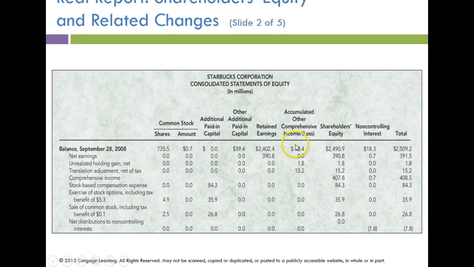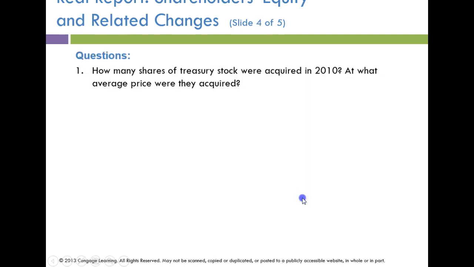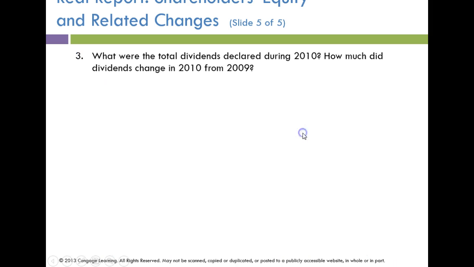Other comprehensive income, 48. It started with 48.4 million, and it ended here with 57.2 million. Am I wrong? 57.2 million. So basically, with the Starbucks financial statements they're showing there, they're just wanting us to identify where we can find that extra information.